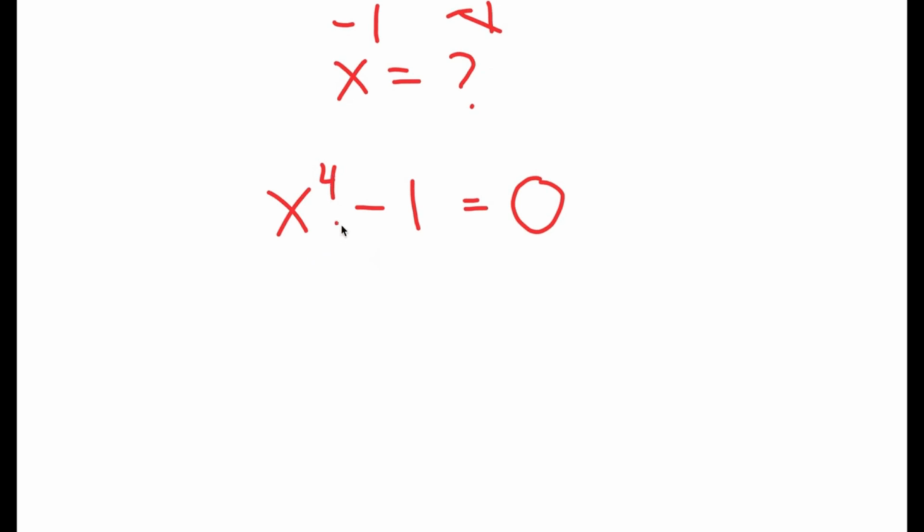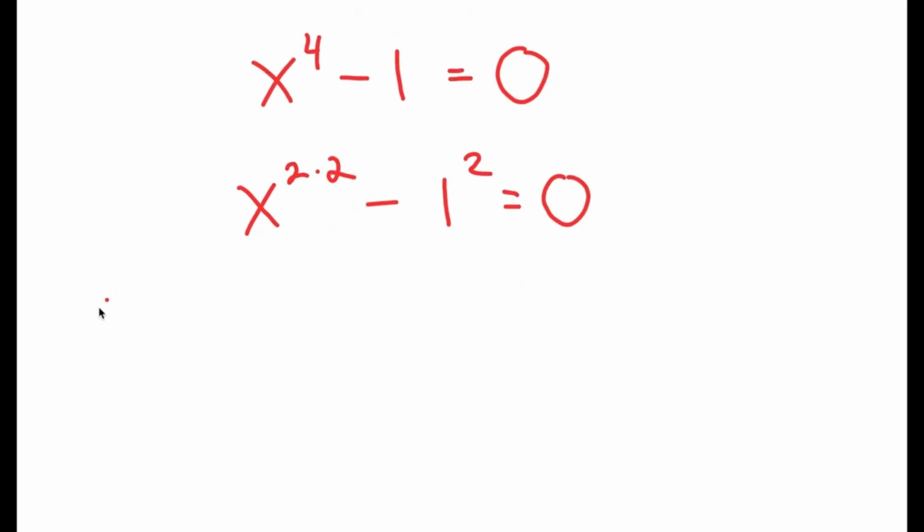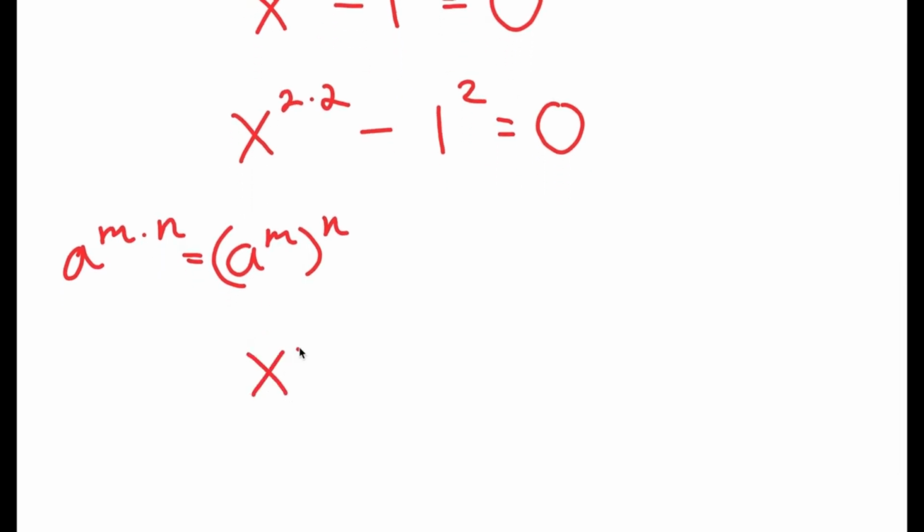Now from here, I'm going to rewrite this as x to the power of 2 times 2 minus 1 to the power of 2 is equal to 0. And the reason I did this is because now I can use the property a to the power of m times n is equal to a to the power of m to the power of n. So in this case, x to the power of 2 times 2 is equal to x to the power of 2 to the power of 2. So I have x to the power of 2 to the power of 2 minus 1 to the power of 2 is equal to 0.